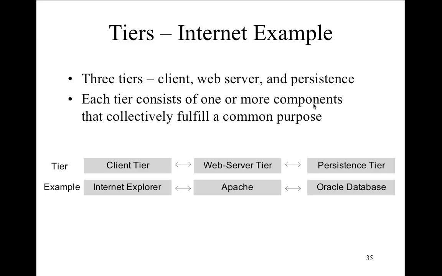But going back to the concept of the internet in terms of its tiering, each tier consists of one or more components and collectively fulfills a common purpose in terms of the structural tier. For example, the client tier is our internet application. Our applications would be our client tier. Our web tier would be our Apache server or something of that nature. And the Oracle database would be, let's say, the persistent tier, meaning that it's going to save information for us, house information and give us things when we need it, keeping persistent data across the line.